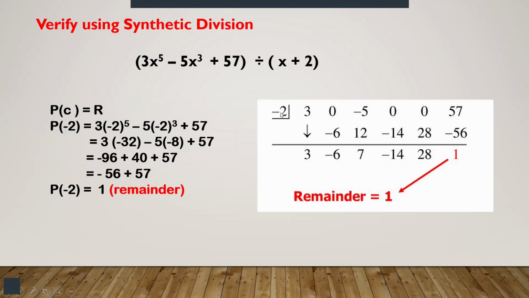Negative 14 times negative 2 is positive 28. And when we add 0 to that, we have 28. Now, 28 times negative 2 is negative 56. And negative 56 added to 57, that is positive 1. Again, the last number on the last column of synthetic division is the remainder. And therefore, the remainder is 1.